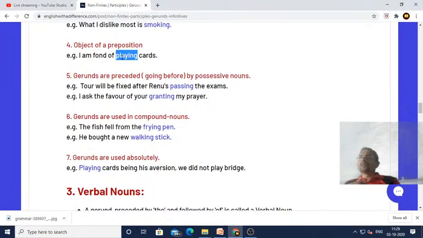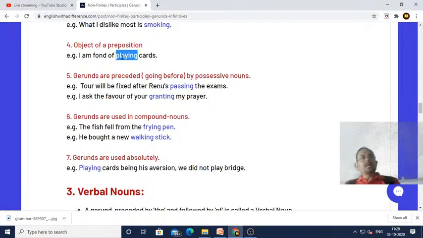Or it can be anything like, for example, I jumped into the swimming pool with a view to saving the life of a child. So with a view to saving, saving is a gerund here. Why is saving a gerund here? Because it is used after the preposition to in the sentence. I jumped into the swimming pool with a view to saving the life of a child. So saving is called a gerund because it is used after the preposition to.